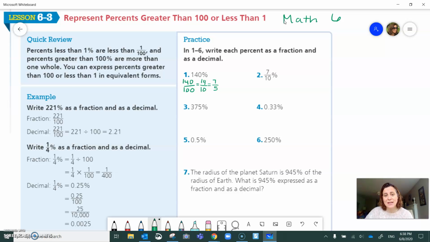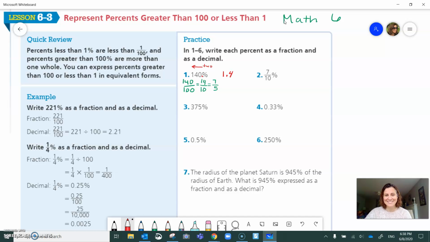As a decimal, the idea is you take where the decimal would have been at the end there, because it's not showing, and you move it away from the percentage sign 2 places. So that would be 1.4.